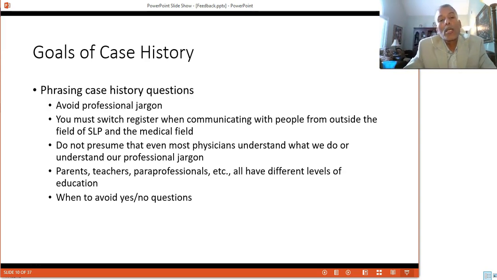You must also adjust your register when you communicate with people from outside the field of speech-language pathology and the medical field. During a meeting, make sure not to say, I administered the PPVT and this and that. No, say I administered a vocabulary test, and this is the score. Whatever you know that has to do with your field is not going to be familiar to someone else. So make things simple and clear in your reports, in your counseling, and in your case history.